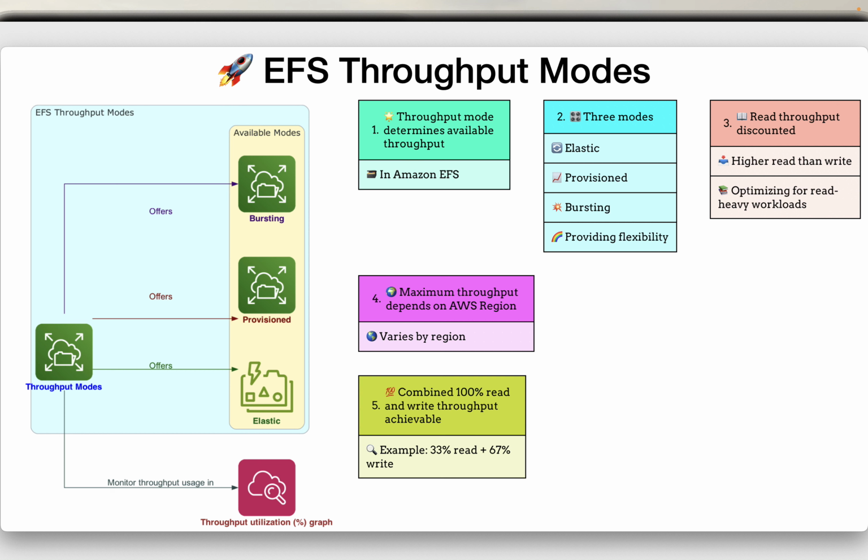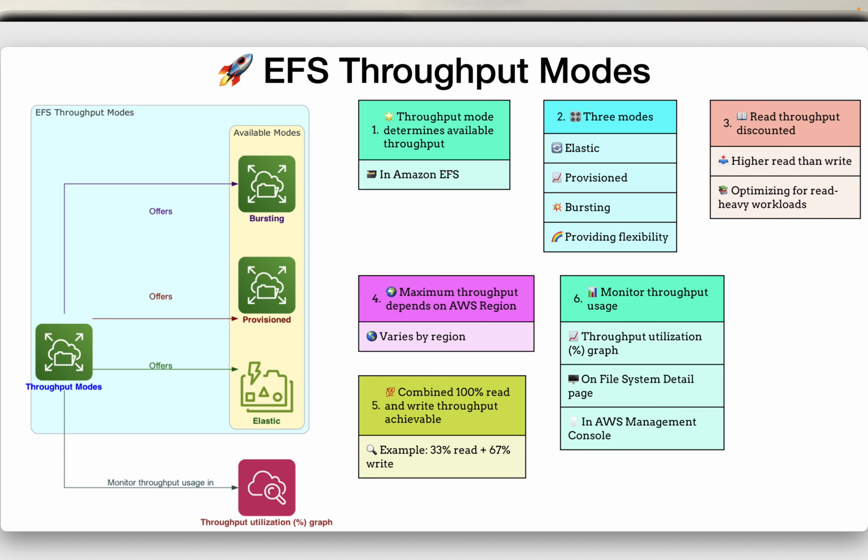Your EFS file system can achieve a combined 100% of its read and write throughput. For example, if your file system is using 33% of its read throughput limit, it can simultaneously achieve up to 67% of its write throughput limit. You can monitor your file system throughput usage in the throughput utilization % graph, which is available on the file system details page of the AWS Management Console.